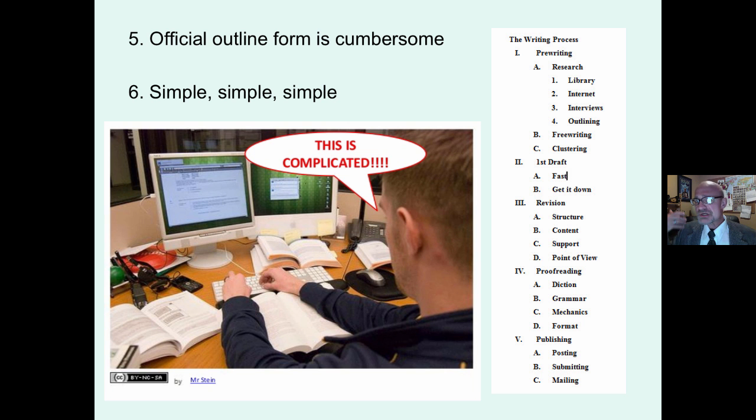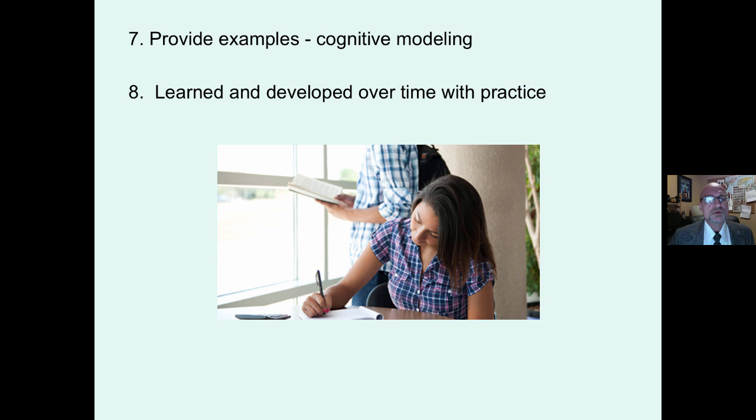Now, the official outlining form is cumbersome with a Roman numeral and this and that. Keep it simple, keep it simple. If it's too complicated, too cumbersome, takes up too much time, they're not going to use it. I recommend simple letters, numbers, numerals, and letters. It's usually the point and the subpoint. You don't need 3, 4, 5 levels of ordinate and subordinate structure.